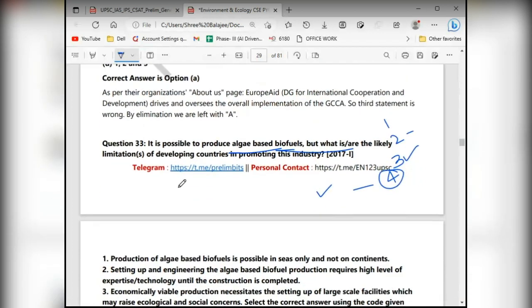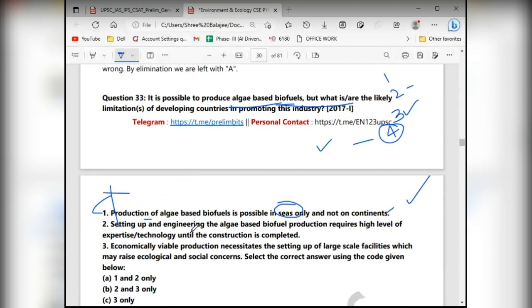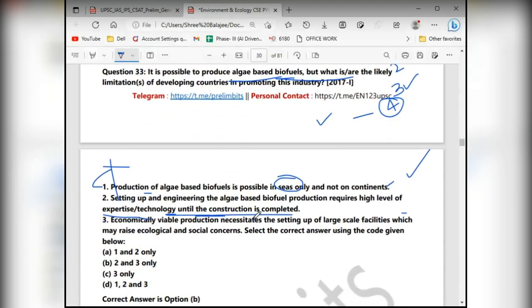So it is possible to produce algae-based biofuels, but what are the likely limitations of developing countries in promoting this industry? So what are the hindrances basically which is limiting the development of this industry? So okay, production जो है algae का ये possible है सिर्फ seas में. Why so? Continent पे भी algae होता है. Okay, so let us do this statement as coming to second. Setting up an engineering requires a high level of expertise. Since this technology is quite new, so yeah, ये statement काफी सही लगता है.